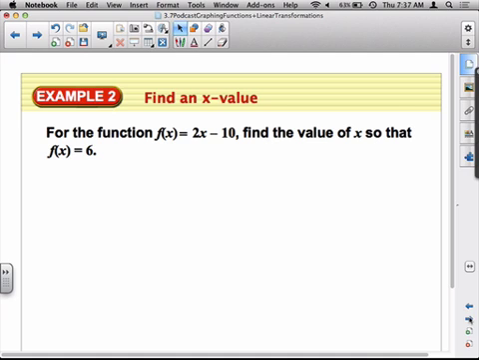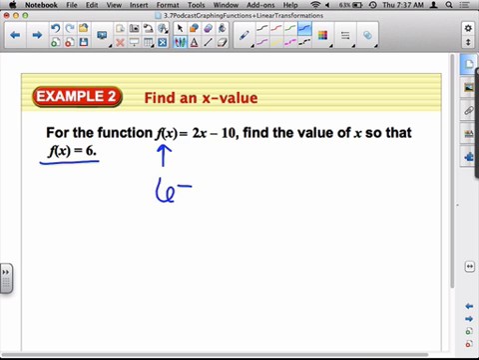For the function f of x equals 2x minus 10, find the value of x so that f of x equals 6. So this one's going to be a little bit reverse. Now it's saying f of x equals 6, so that means I'm going to plug 6 into there to solve for x. So 6 equals 2x minus 10.